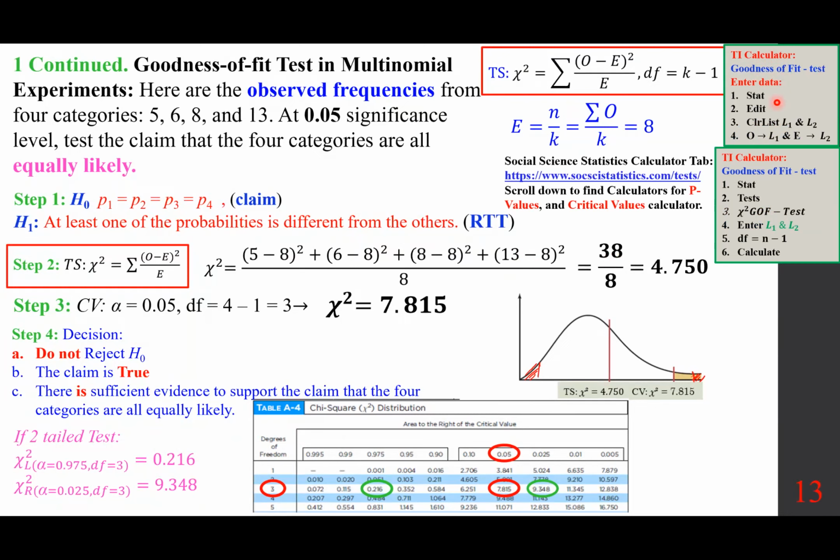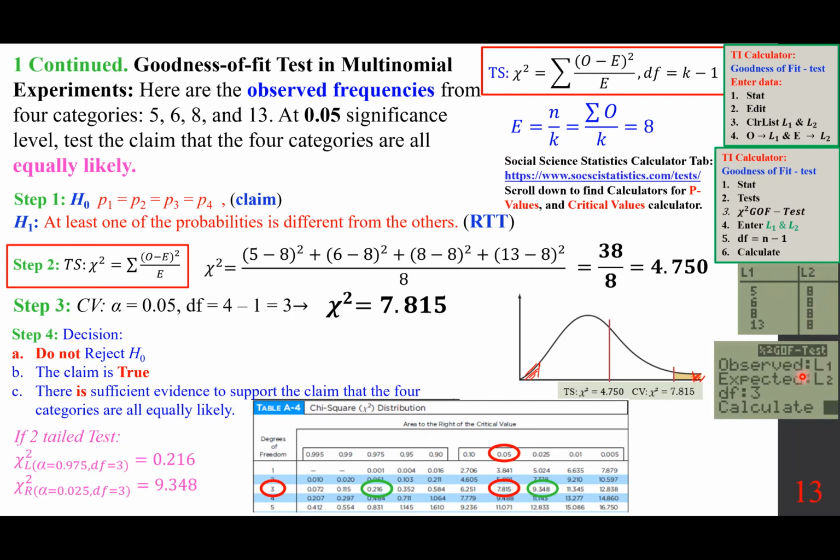So we edit and clear the 2 lists, L1 and L2. Into L1 goes 5, 6, 8, 13, the observed values, and into L2, the expected values. All of them are 8, because sometimes expected values may not be. If they are not equally likely, we will have different values here. That's why in this case there are 4 of them. All of them are equal to 8.